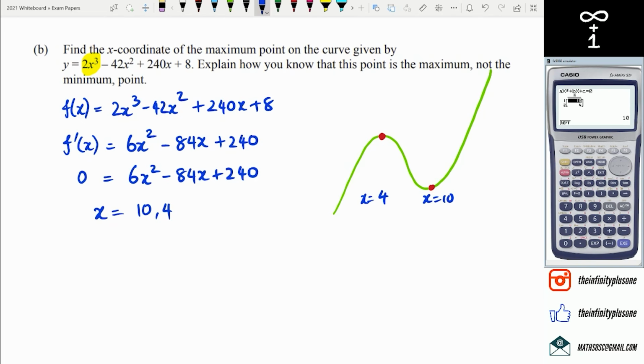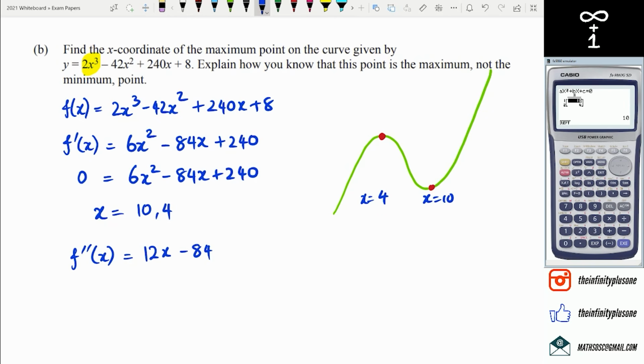But I tend to go with the double differentiation because that's just easy, and it's something you're going to use in level 3 calculus anyway. So I'm going to differentiate the function one more time. 6x squared differentiates to 12x, and then minus 84x differentiates to negative 84.